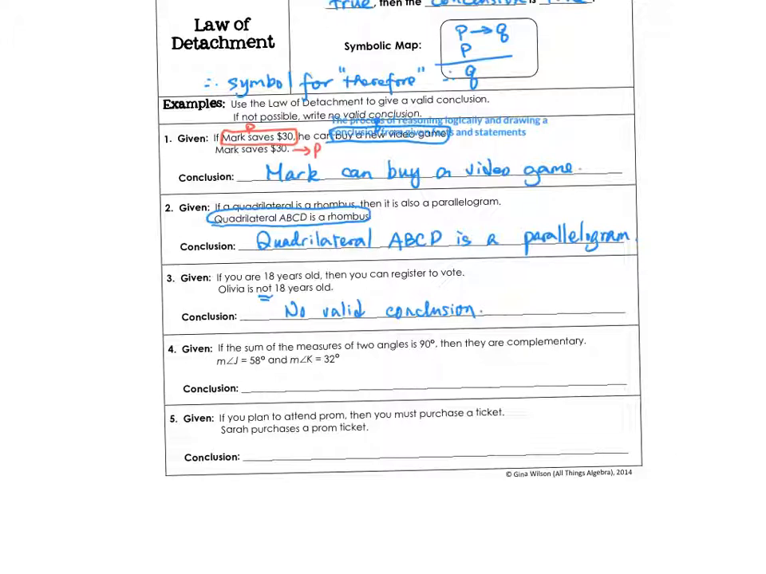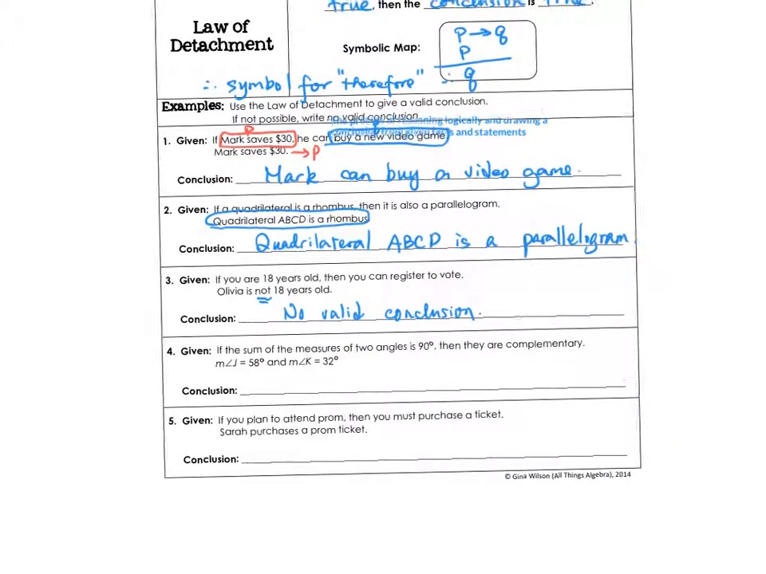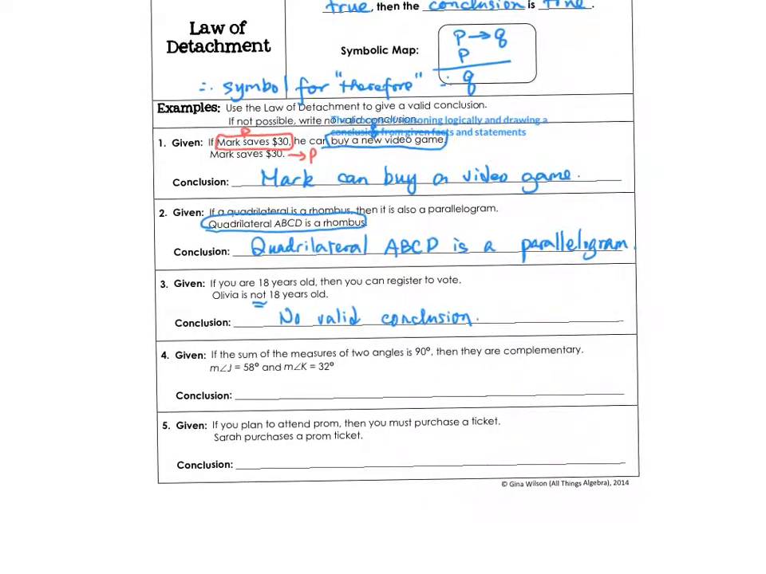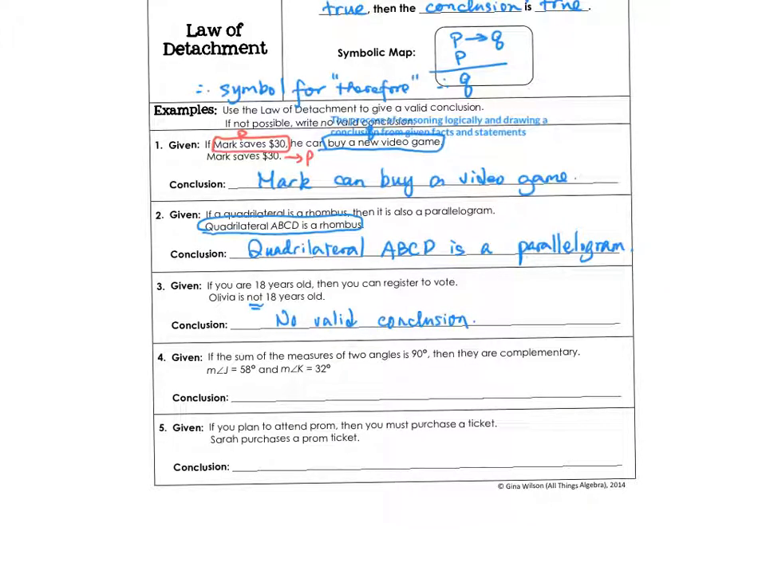Number 4, if the sum of the measures of two angles is 90 degrees, then they're complementary. So what's given is that angle J is 58 and angle K is 32. This one requires me to do a little bit of calculation. I add the two together, I have 90 degrees. So I do have the sum of the measures of two angles is 90 degrees. Then the conclusion is angle J and angle K are complementary angles.